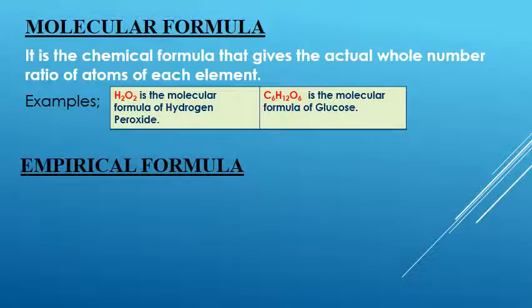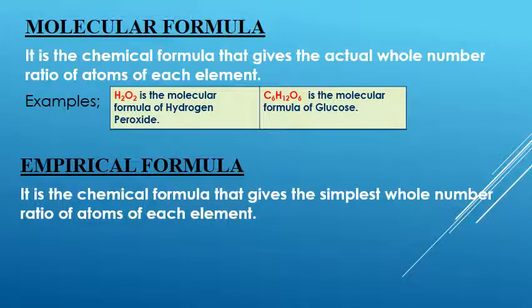And our next terminology is empirical formula. It is a type of chemical formula that gives us the simplest whole number ratio of atoms of each element.